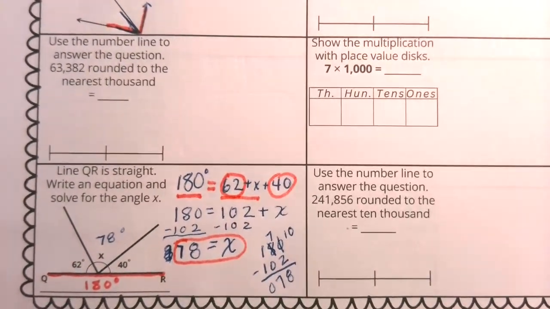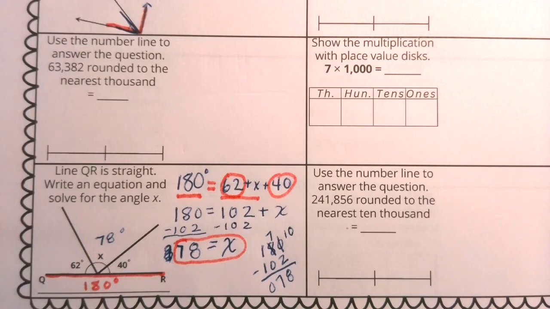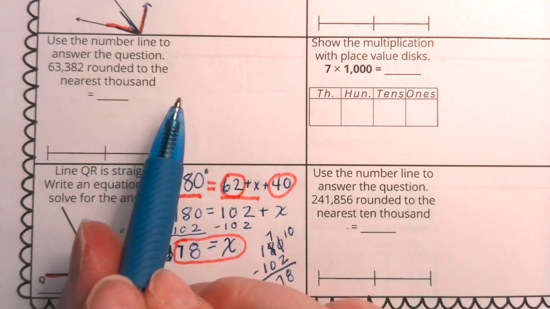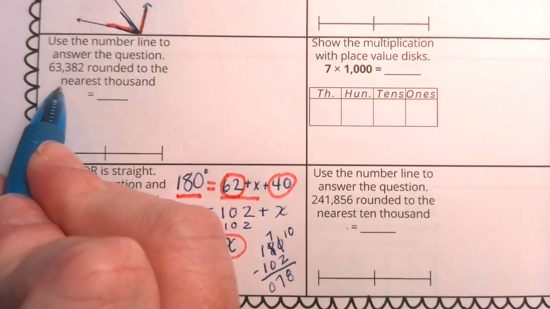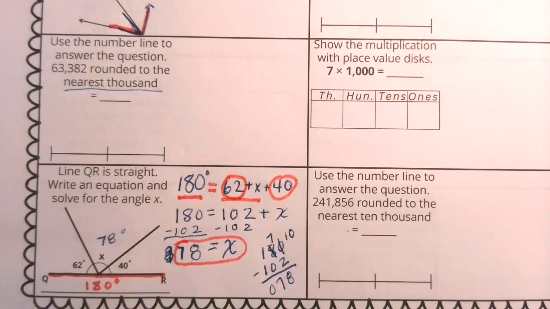Now we're going to go back up because we have one more mathematical question and skill to think about. This is actually using your rounding skills. All right, so let's do this one now. It says to use the number line to answer the question: 63,382 rounded to the nearest... So what are we rounding to? We're rounding to the nearest thousand.